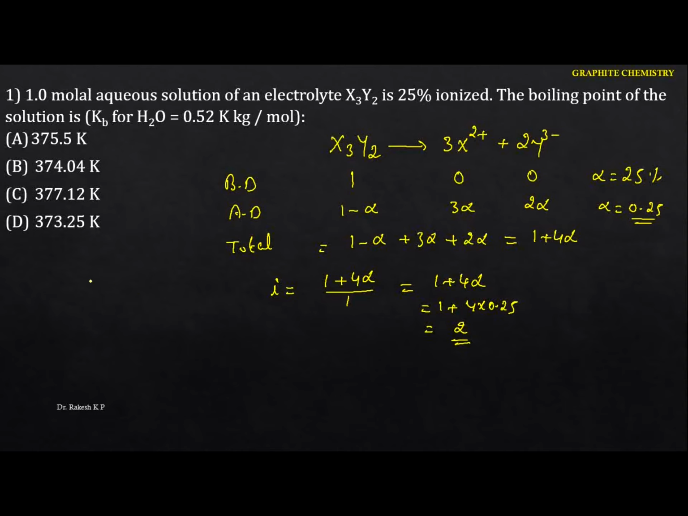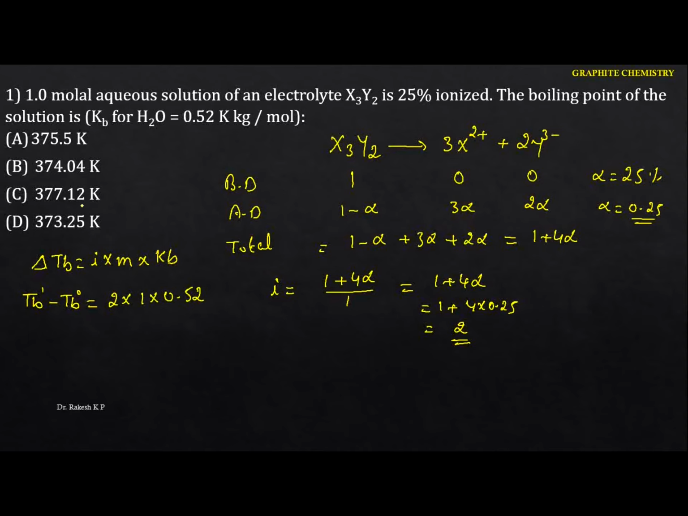Okay, now see the next one here. Here you have to calculate the boiling point of the solution. We know the elevation in boiling point equation, that is delta Tb equal to i into m into Kb. Why do we take m? Because they have given the molality. Now we know delta Tb is nothing but the boiling point of the solution minus the boiling point of the solvent. The i value we got is 2, molality is 1, Kb value is 0.52.